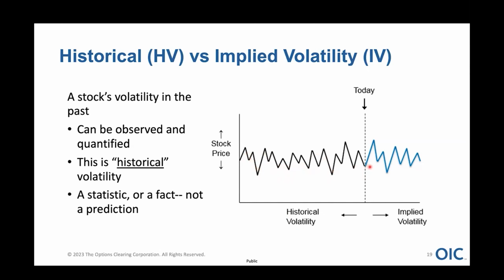Now, implied volatility, only options have implied volatility. Implied volatility is a forward-looking metric, and it's telling you how volatile the market's anticipating this stock to be between now and its expiration. And this is what traders are always trying to solve for, is implied volatility. And implied volatility is constantly changing, and it's changing based on the supply and the demand for options at any given time.